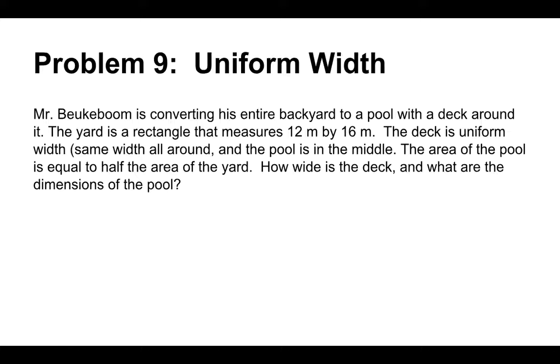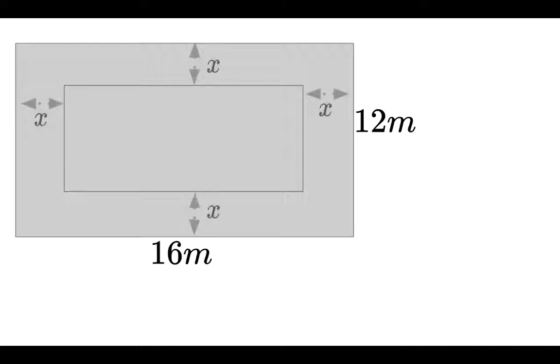And the last one, we got the Mr. Bookaboom one again, doing the backyard pool. The deck is uniform width all the way around, so it looks kind of like this. You've got 16 by 12 as the yard, and then you've got x all the way around. What you're actually given in the question is that the dimensions of the pool are 12 minus 2x and 16 minus 2x. That takes a little bit of setup, but that's actually given in the question.